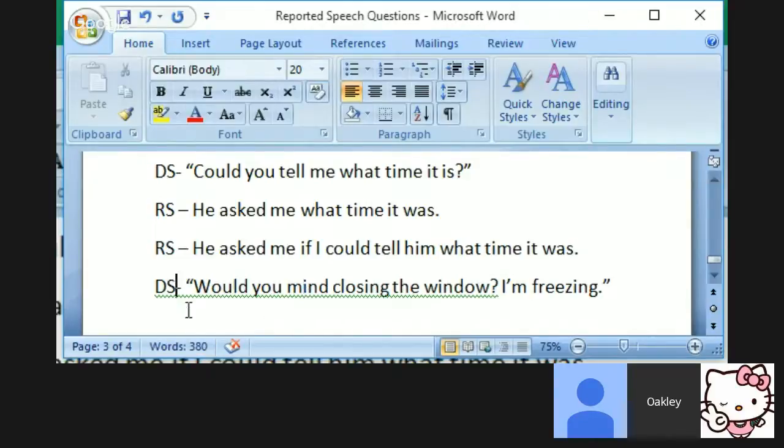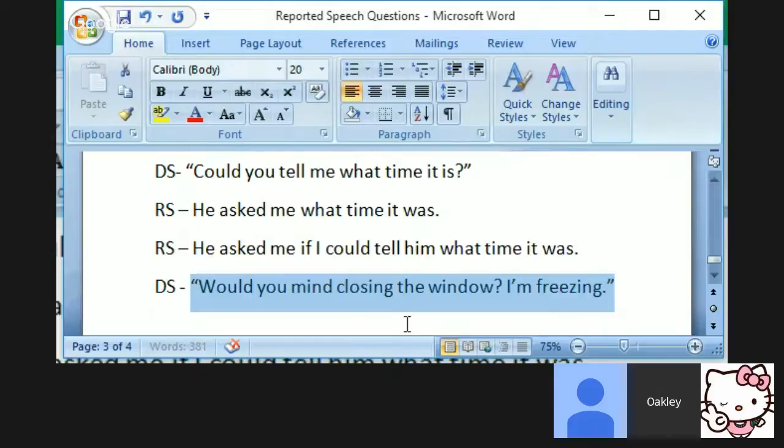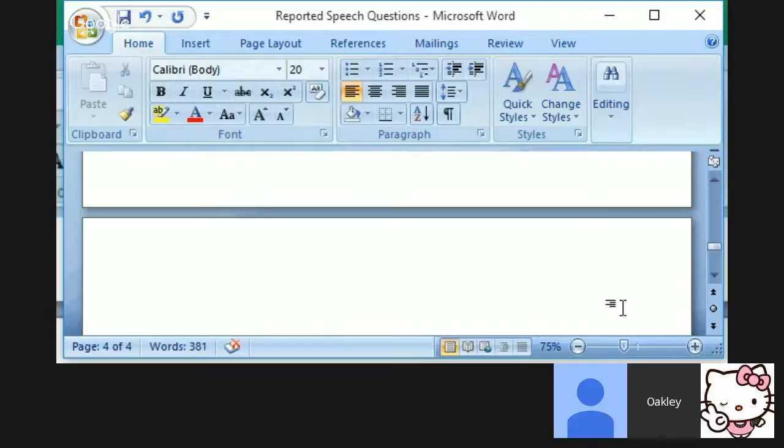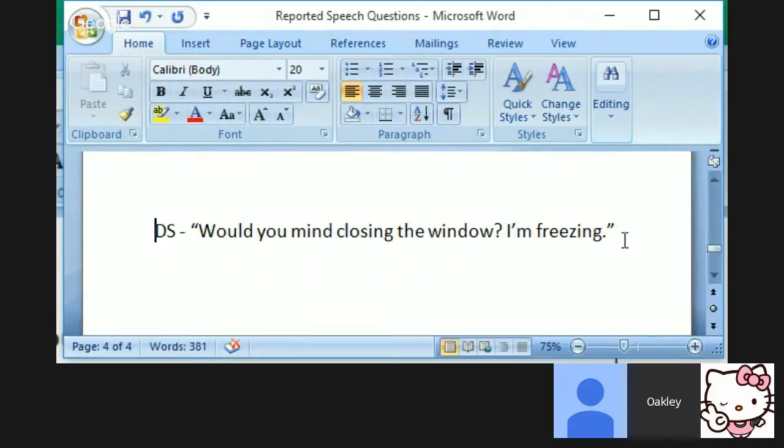What's the problem here? Okay, I see. Okay, Heidi, there's the whole thing. Would you mind closing the window? I'm freezing. How are you going to report that? He asked me to close the window, and said he was freezing.